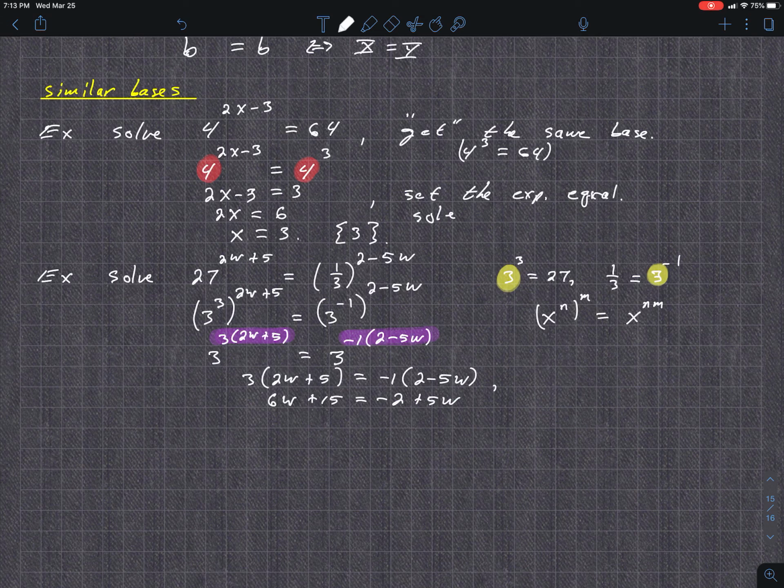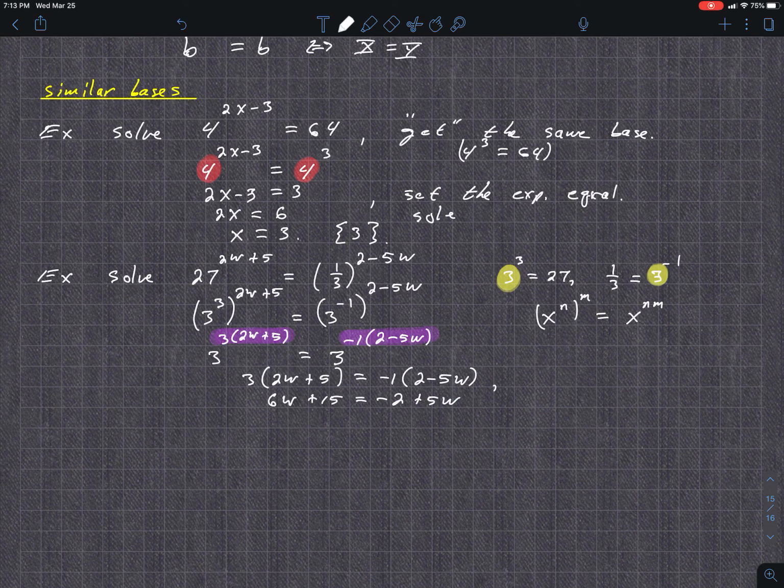So that's one of our techniques, similar bases. The next technique is going to be unlike bases. That's the other type. We just call these unlike bases.